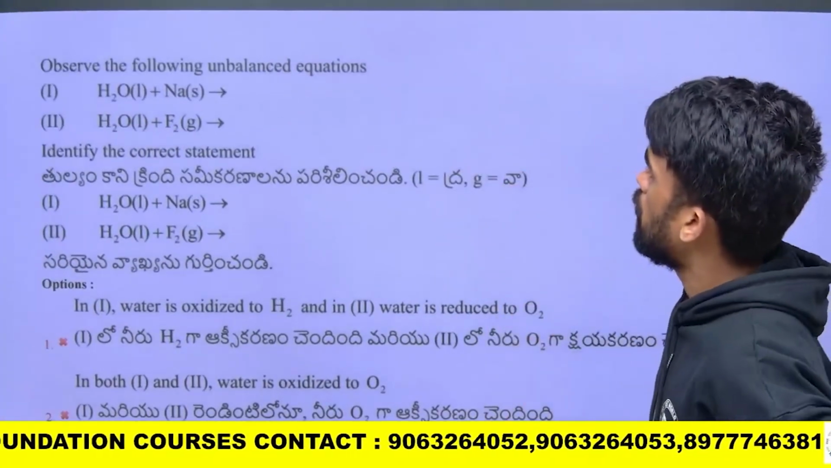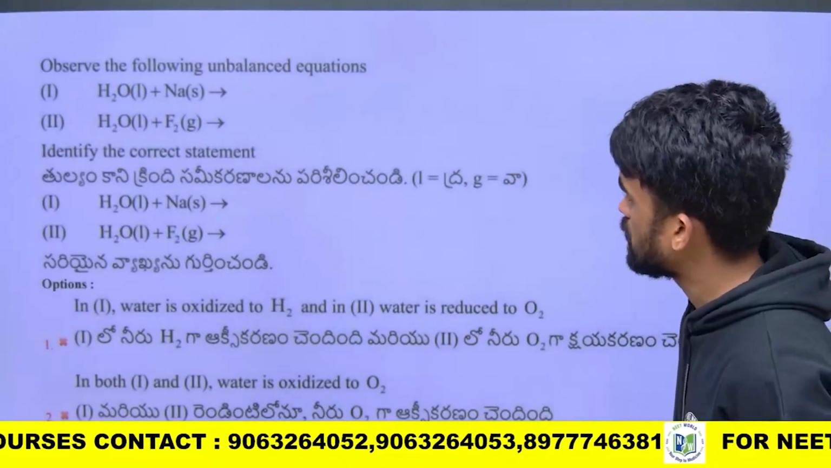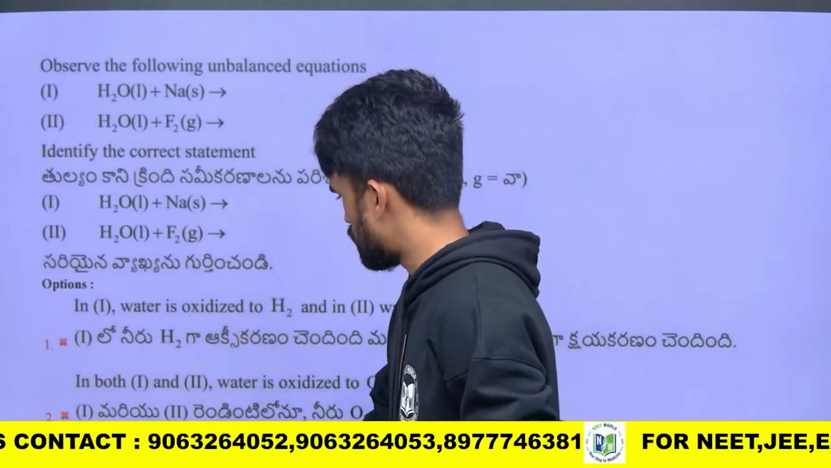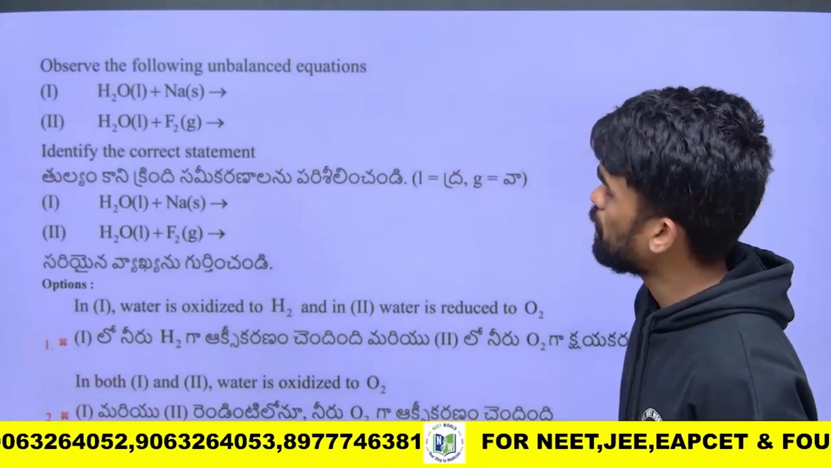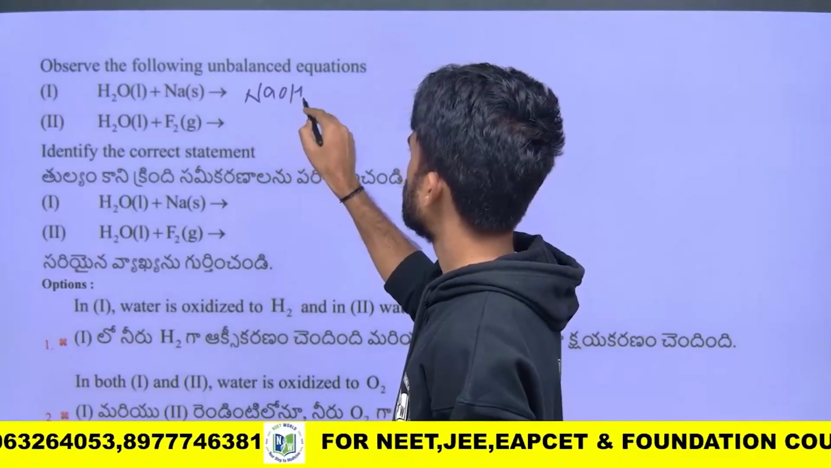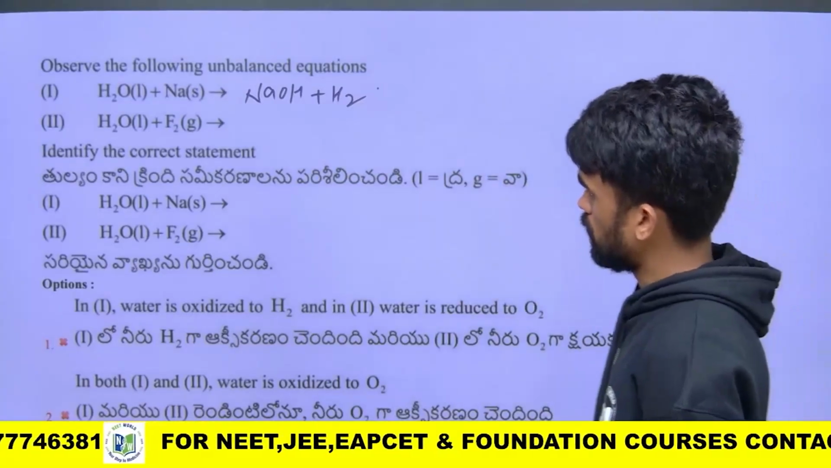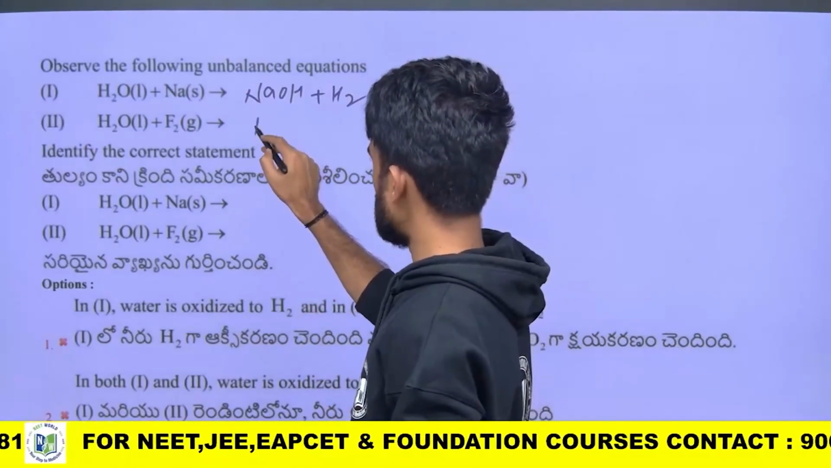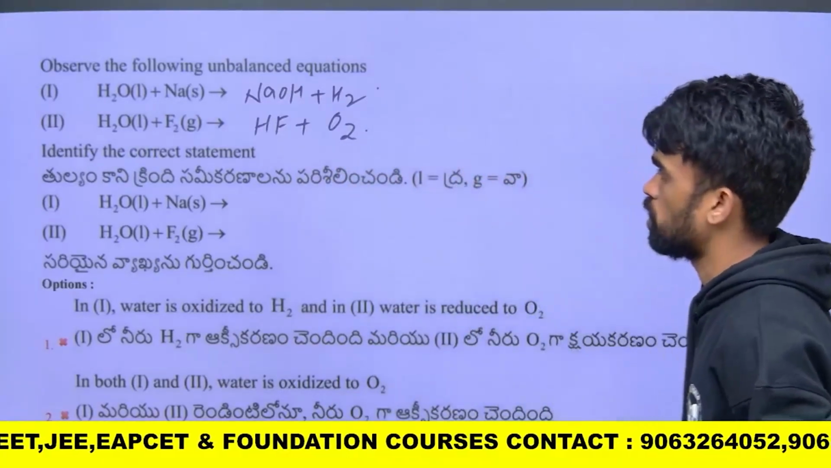Observe the following unbalanced equations. Identify the correct statements. Let us understand this. H2O plus sodium, so what we can get here? NaOH plus H2 gas is released. In the next one, it will be forming HF plus O2. This is a product.